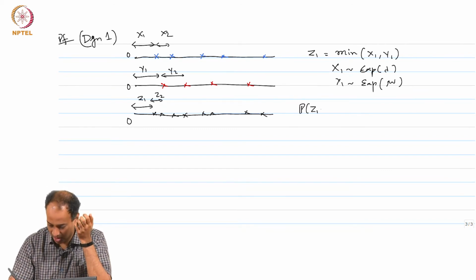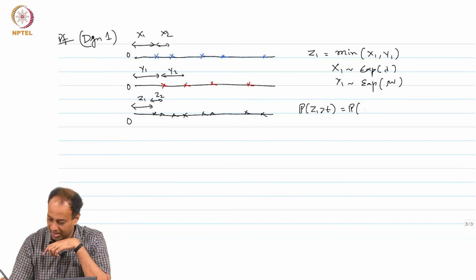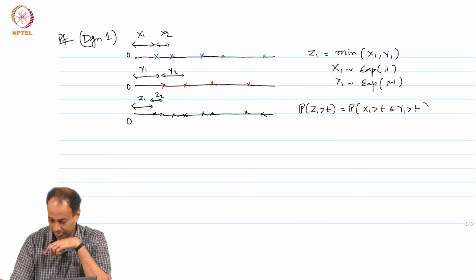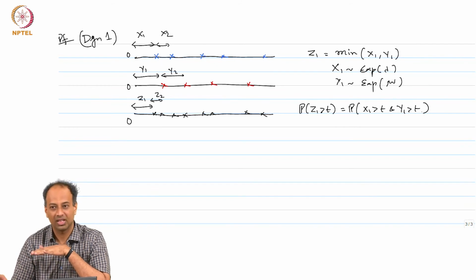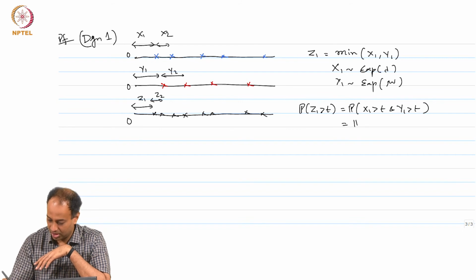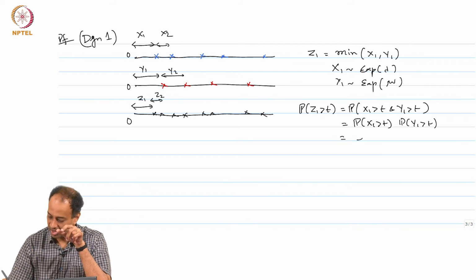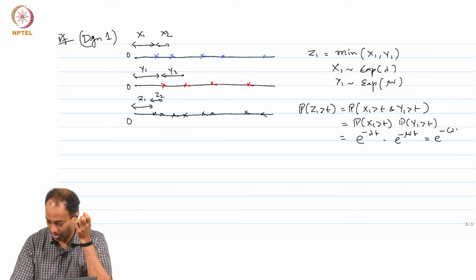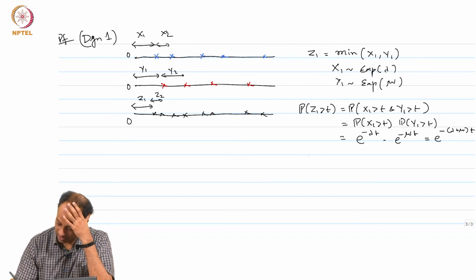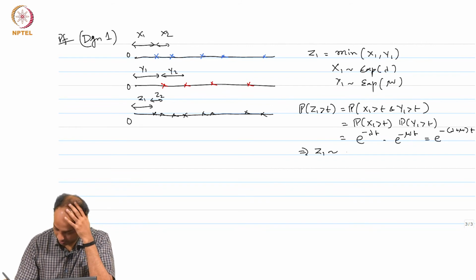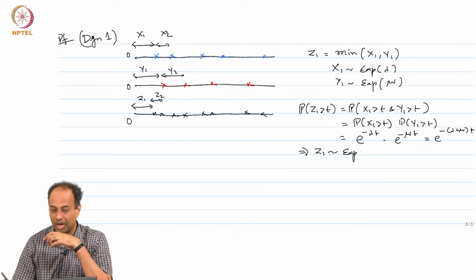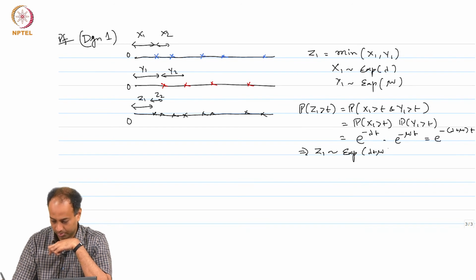If you look at the probability that Z1 is greater than t, this is equal to the probability that x1 is greater than t and y1 is greater than t, because if the minimum is greater than t, then both are bigger than t. This is equal to the product, because of independence, the two processes are independent. So x1 and y1 are independent, and this is nothing but e power minus lambda t times e power minus mu t, which is e power minus lambda plus mu t. This means that Z1 is exponential with parameter lambda plus mu, correct.